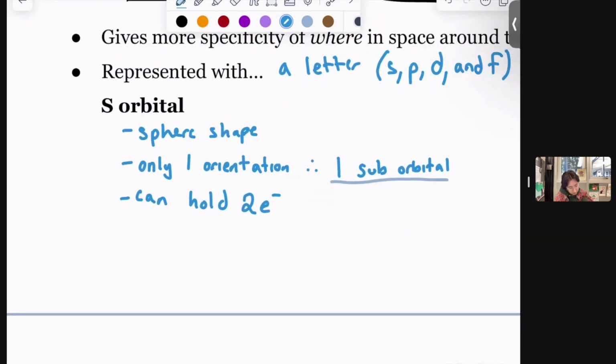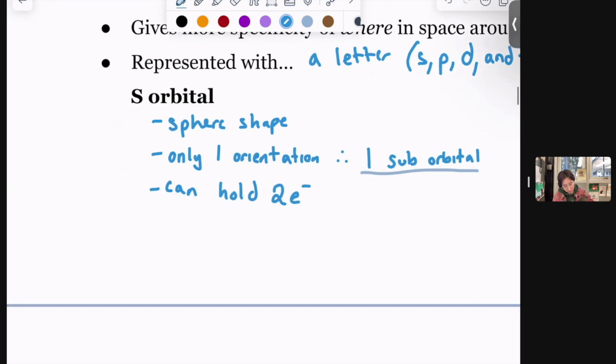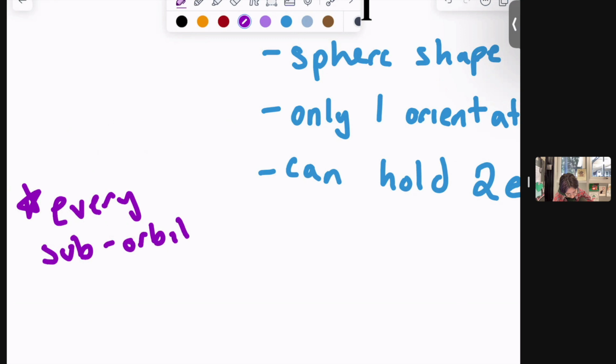Okay. Now, what do I mean by suborbital? I think it'll be clearer when we see examples with more than one suborbital. So I'll come back to that, but it's basically different versions of this orbital. And just to note here, every suborbital can hold 2 electrons.